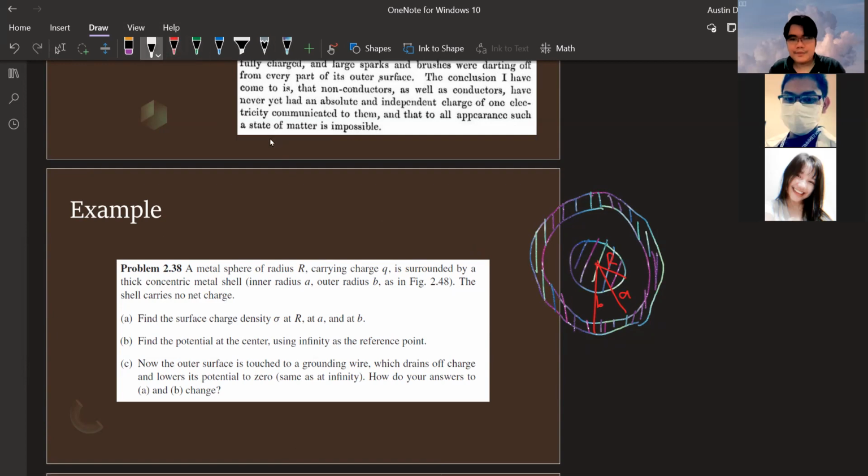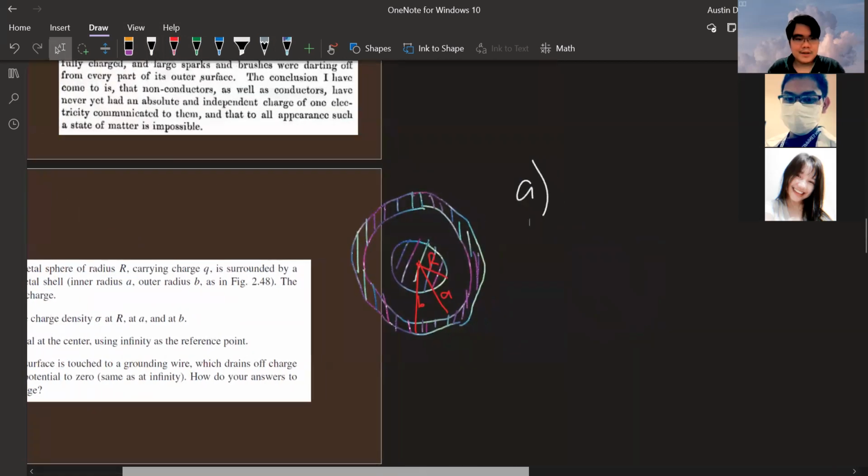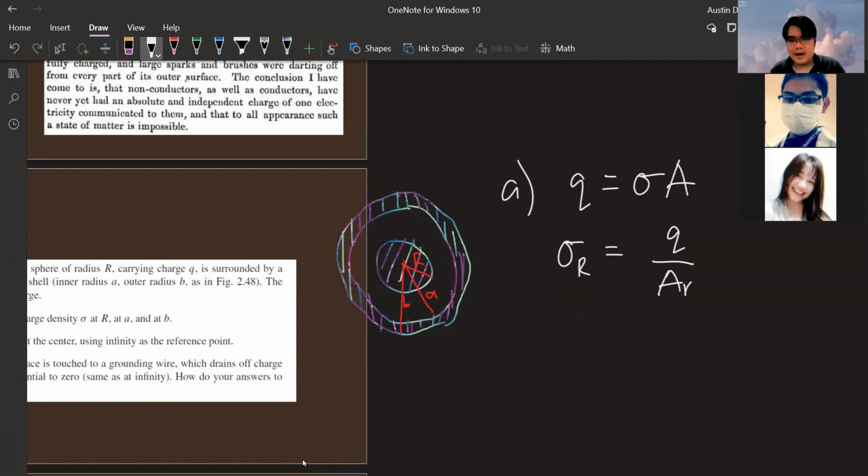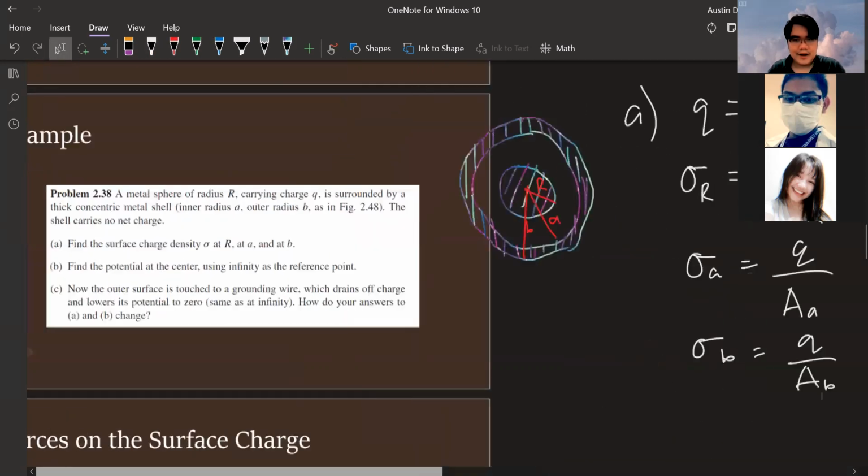Okay, let's do that. So, meron tayong tatlo. Ang general form ng sigma natin: the total charge must be equal to sigma, the charge density, times the area. Tama. So sigma R has to be Q over area of R, sigma A is Q over area of A, sigma B is Q over area of B. Okay? Clear naman yun, di ba?